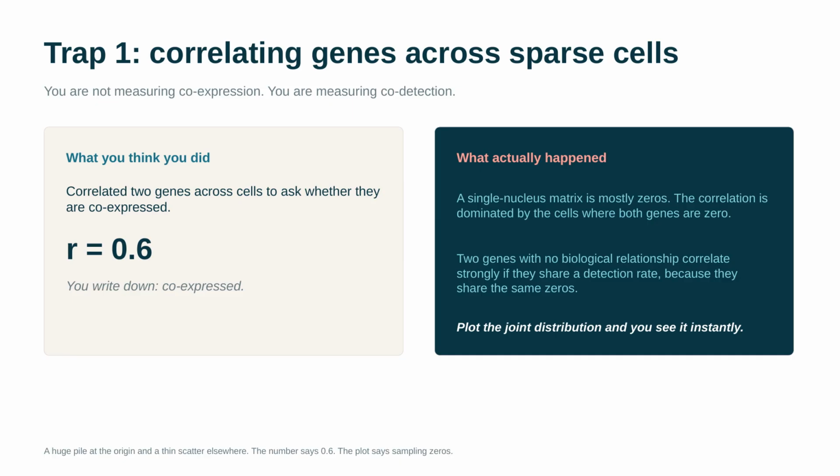2 genes with no biological relationship will correlate strongly if they have similar detection rates, because they share the same zeros. Plot the joint distribution and you see it immediately, a huge pile at the origin and a thin scatter elsewhere. Compute R and you see 0.6, and you write down co-expressed.